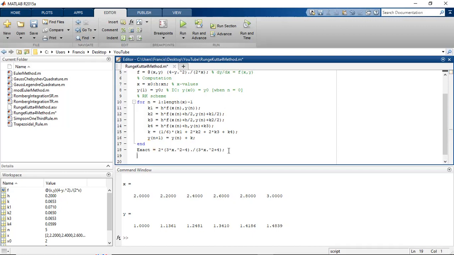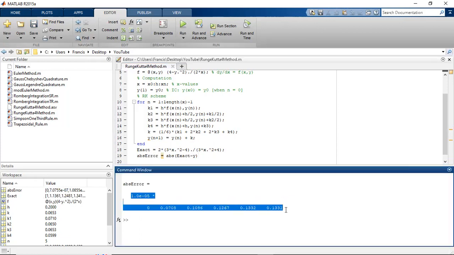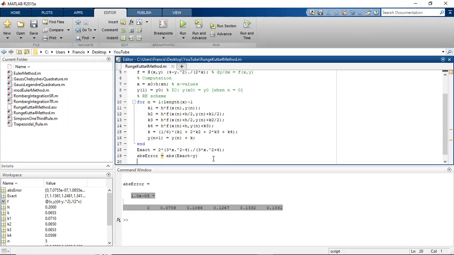Then we also need the absolute error, ABS error. That's the same as ABS of the exact minus our approximate, which is y. Let me run so that you see the error. Times 10 raised to negative 5. This is very, very accurate. It's much more accurate as compared to the modified Euler's method, or even the Euler's method.